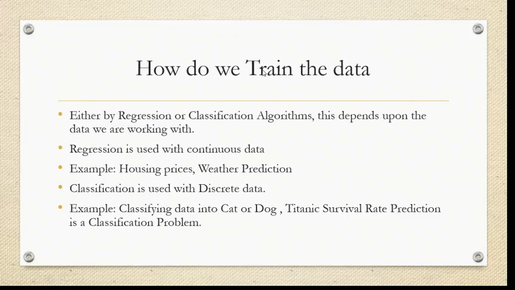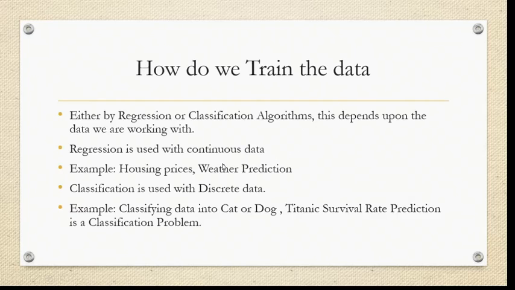Now, how do we train the data? For this, we need an algorithm which will do this task. Either we do it through a regression or a classification algorithm, and this totally depends on the data set. For example, if you're predicting housing prices or the weather condition, these are regression problems. That means they deal with continuous values, because a housing price falls in a bracket, like 10,000 to 20,000, or 10,000 to 15,000. So there is some range which you're working with. That is continuous data, so we'll use a regression algorithm. The classic example of housing prices is the Boston data set.